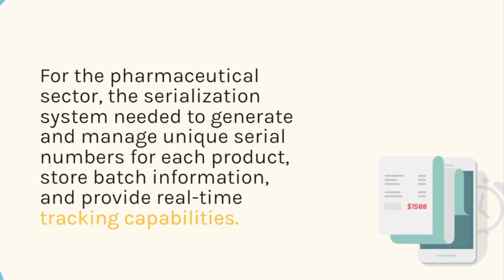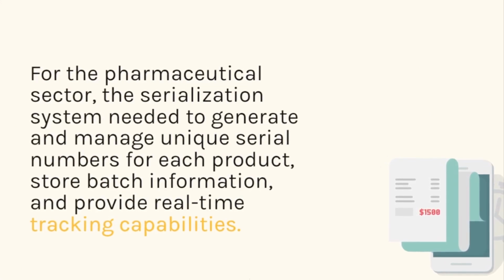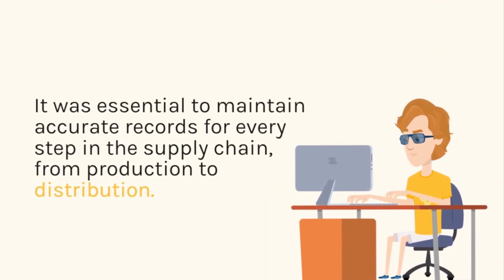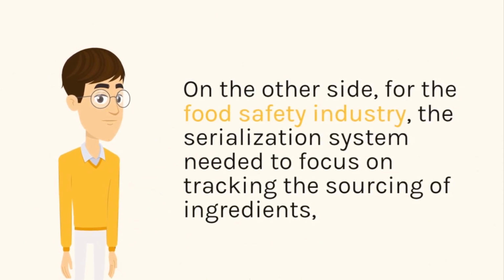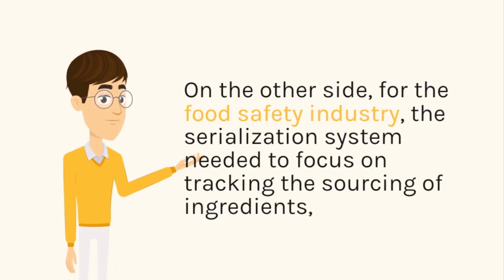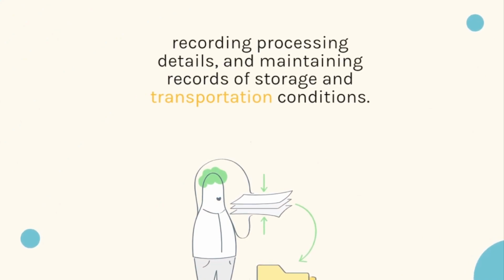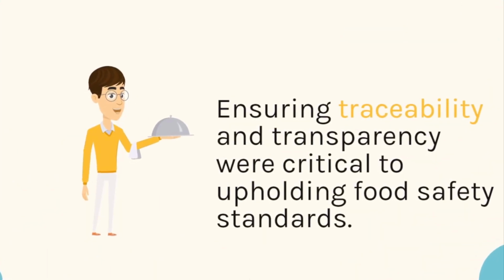For the pharmaceutical sector, the serialization system needed to generate and manage unique serial numbers for each product, store batch information, and provide real-time tracking capabilities. It was essential to maintain accurate records for every step in the supply chain, from production to distribution. On the other side, for the food safety industry, the serialization system needed to focus on tracking the sourcing of ingredients, recording processing details, and maintaining records of storage and transportation conditions. Ensuring traceability and transparency were critical to upholding food safety standards.